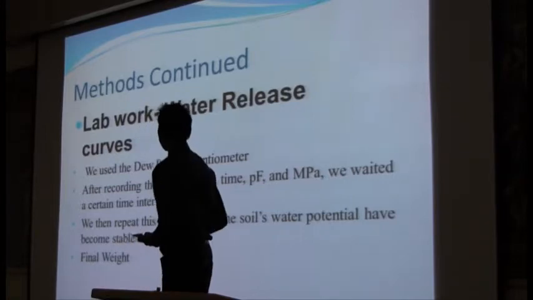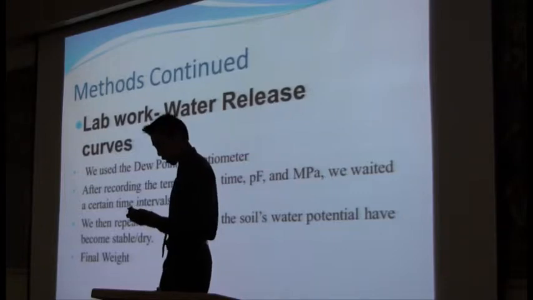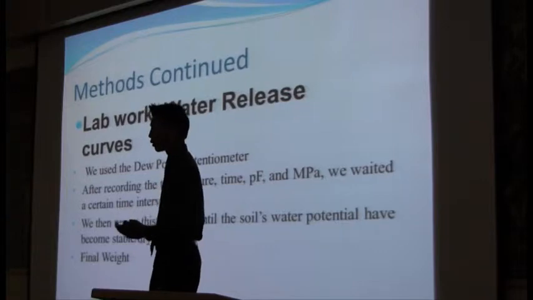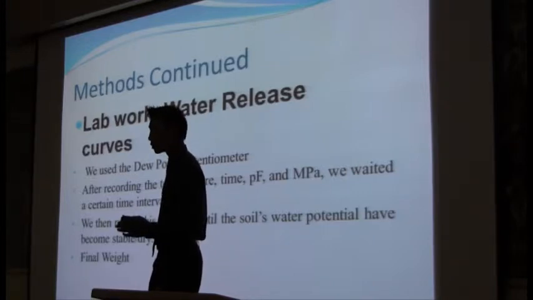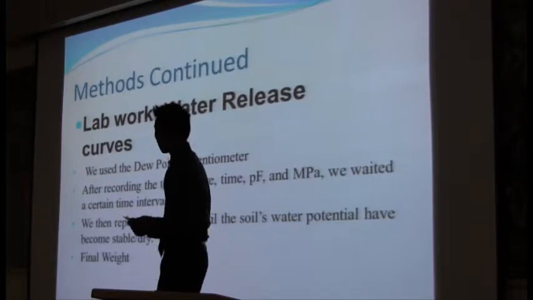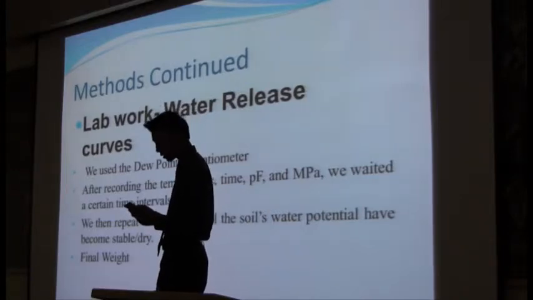In the lab, to find our water release curves, we use the dew point potential meter. What that does is it uses a method of psychrometry called the chilled mirror technique. How this works is as you place the sample into the WP4, or dew point potential meter, the water evaporates into the space above the sample. There's a mirror inside the WP4 that cools, and that cooled mirror then condenses the water vapor. The results displayed on the screen are based on the difference of the soil temperature and the condensed water vapor temperature.